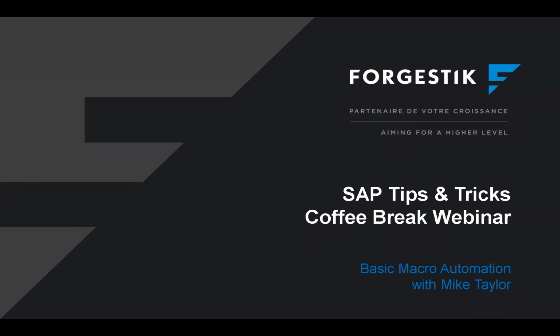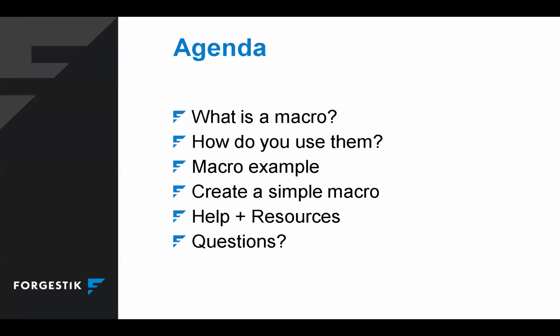Thanks, Tracy. So today we're going to be covering macro automation. It's kind of one of the fundamental parts to B1 Up. I'll describe what a macro is, how you use them, and do an example. We'll create a very simple one just to demonstrate what it can do. I'll show you where you can get help and resources, and then we'll have time for questions.